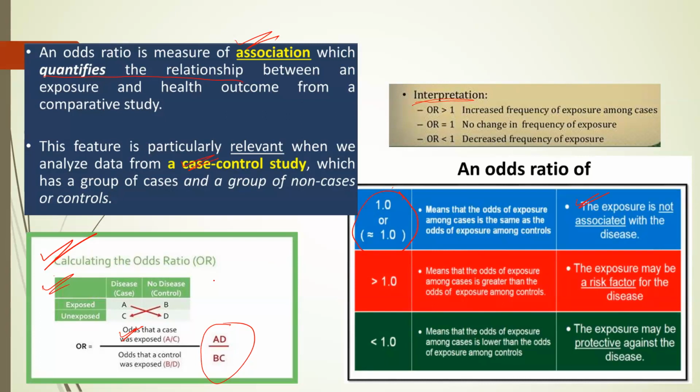Yes, ma'am. Okay. Now, when the odds ratio is more than 1, we know whenever a ratio is more than 1, the numerator is greater than the denominator. That means the odds of exposure amongst cases, or the disease incidence amongst cases, is much higher than the disease incidence amongst controls. So, because the disease is definitely higher in the case group, there is a strong relationship between the exposure or the risk factor and the disease. Is it clear?